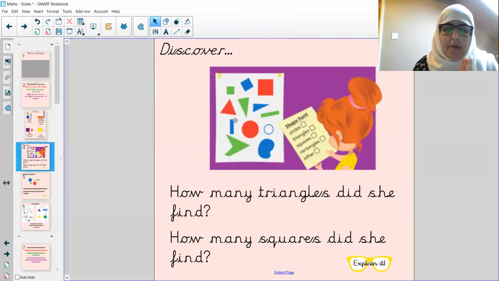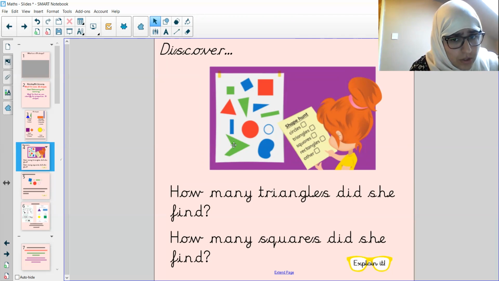Perfecto. Now my question to you is, how many squares did she find? How many squares can you see on her shape hunt? Pause the video now so you can have a little look. Perfect. So we know the properties of a square are, who can remind me? The properties of a square are 4 corners, well done, and how many sides? 4 equal sides.